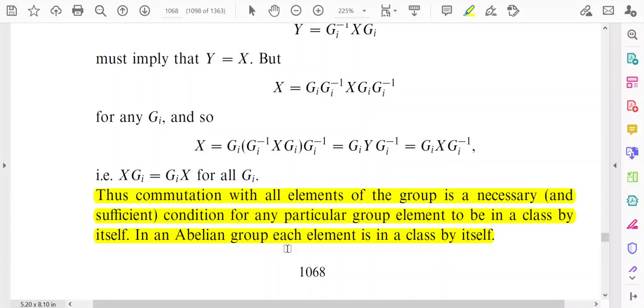In an abelian group, each element is in a class by itself, because the elements of the abelian group commute with each other. So, we can say that in an abelian group, each element is in a class by itself.